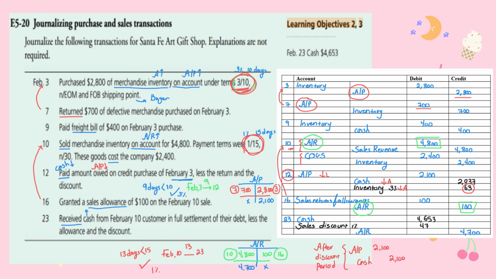Now on February 23rd, I received from the customer within the discount period. So my cash went up, my accounts receivable went down, and sales discount will decrease my revenues because I'm giving discount. So it's contra revenue for me. Now what if I received after the discount period? There will be no discount, so it's gonna be cash to accounts receivable, and the full amount, which is 4,700.